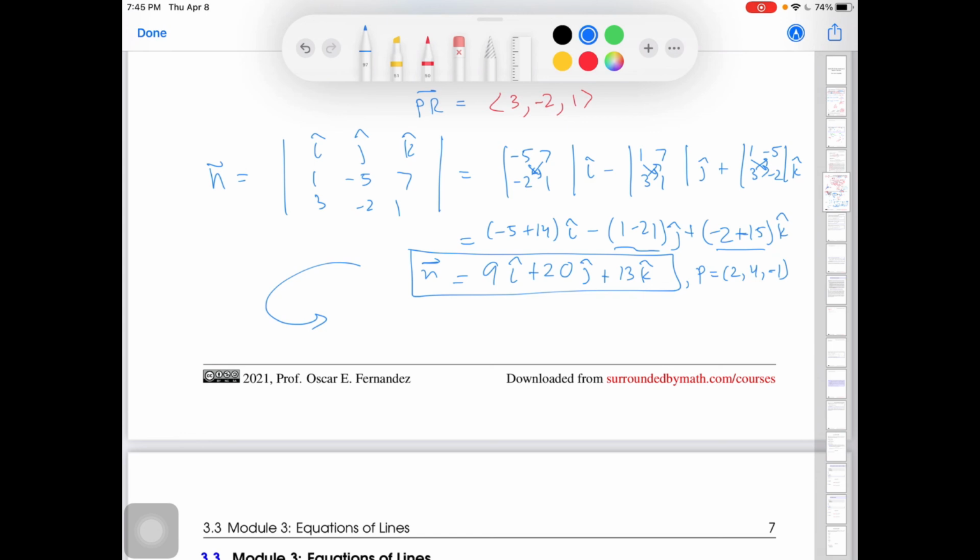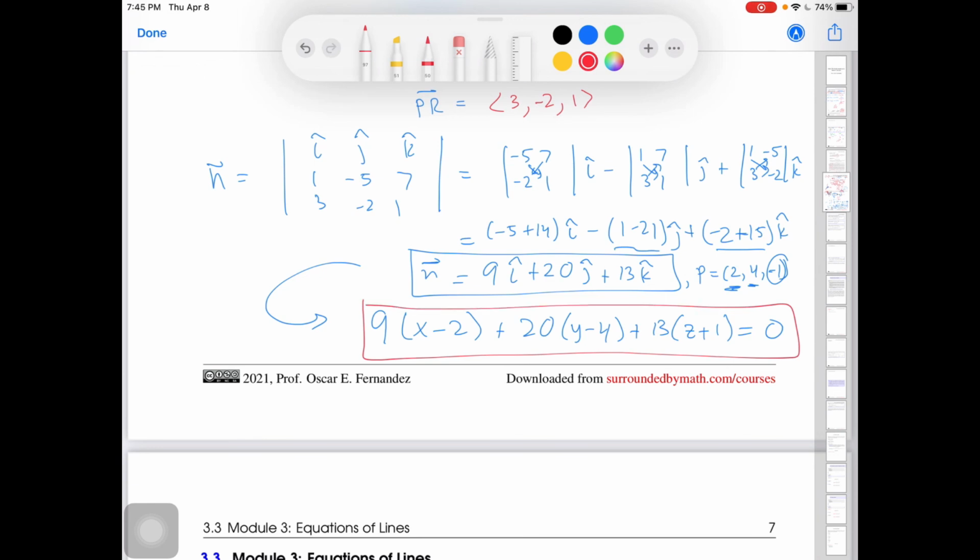So now we can just use the equation of the plane that we developed. It's A, where A is the x component of the normal vector, times x minus x component of P, plus y component of the normal vector, y minus y component of P, plus z component of the normal vector, z minus z component of P, equals 0. And that's our equation of this plane.